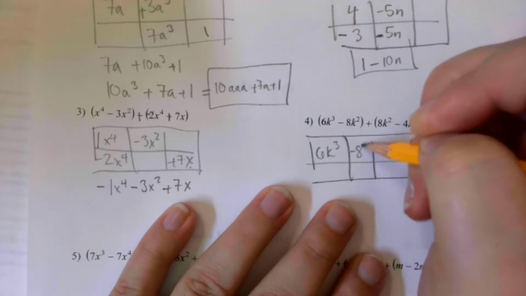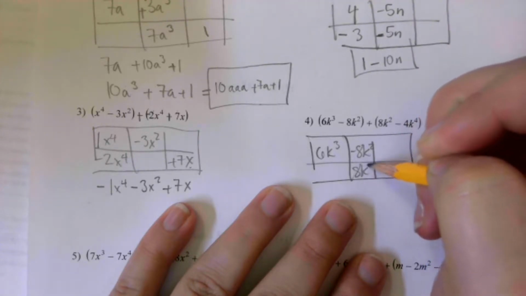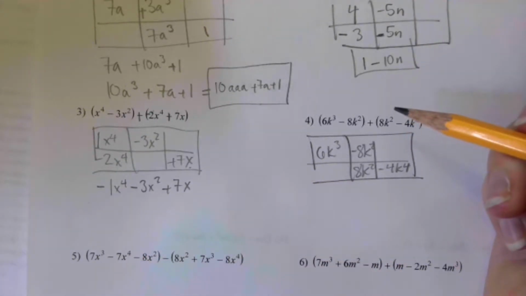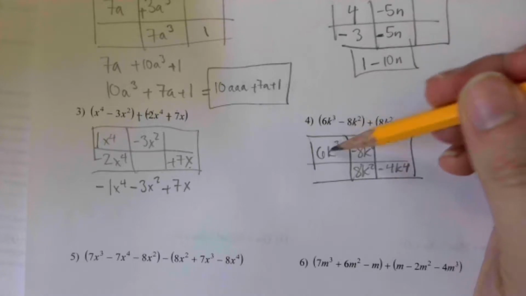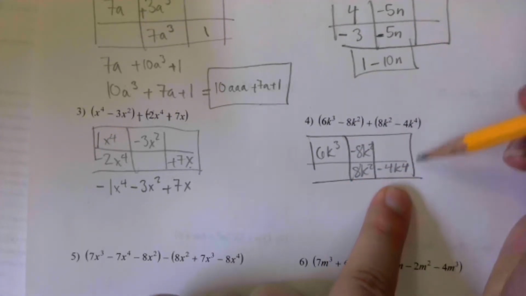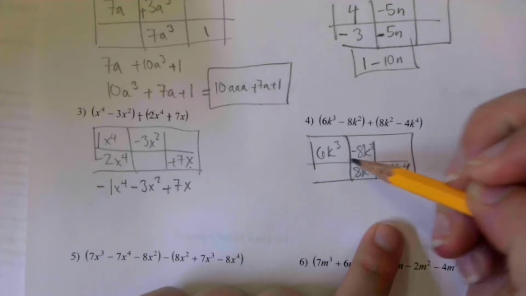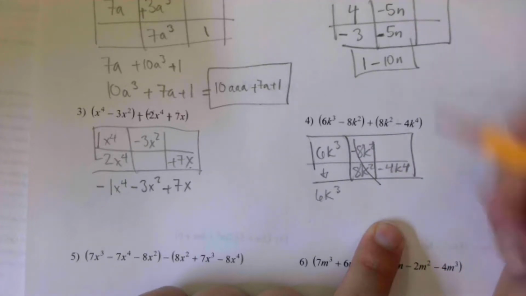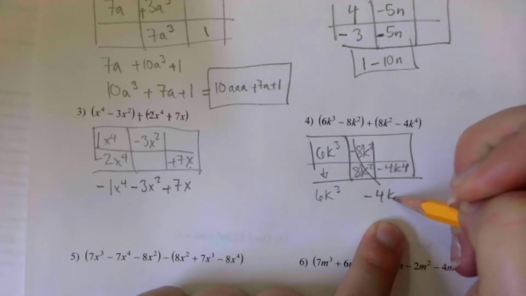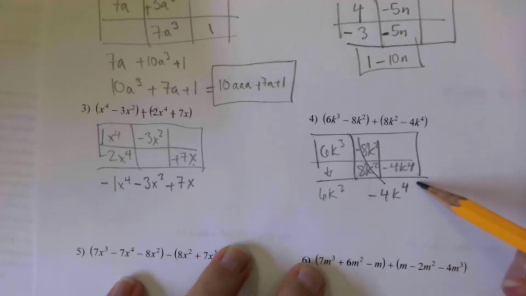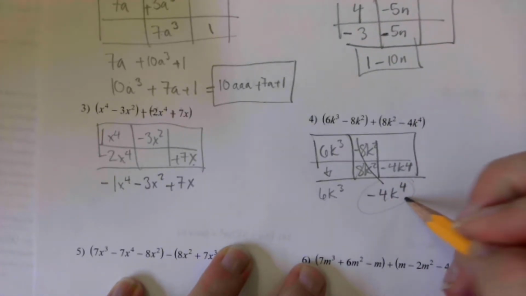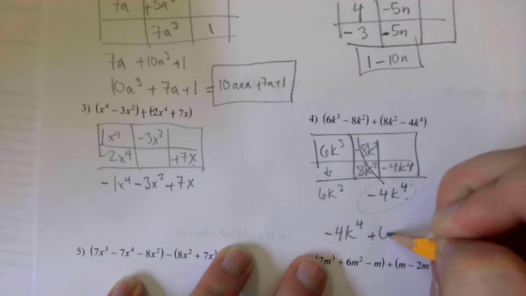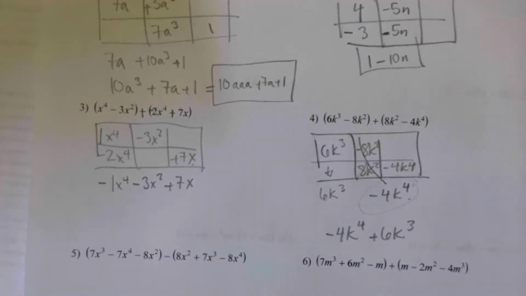6k cubed, 8k squared, 8k squared, negative 4k to the 4th. Well, that's pretty easy. I'm just double checking that I've lined up my terms with the same powers. This one's just going to come down. 8 take away 8, goodbye. Minus 4k to the 4th. Okay, we're going to put the first term. This is our lead term because it has the highest exponent. We're done.